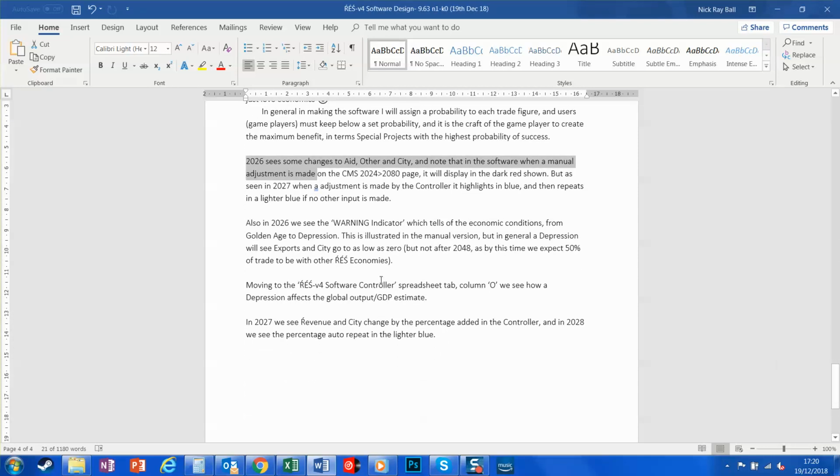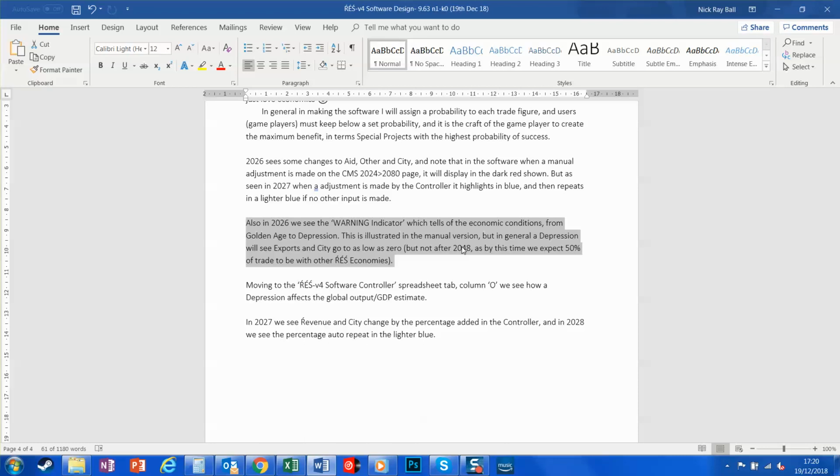Okay. Moving to the Res software controller. See in column 0, we see, okay, sorry, here we got a warning indicator for from a golden age to a depression. This is illustrated in the manual version, but in general, a depression will see exports and city go as low as 0, but not after 2048, as by this time we expect 50% of trade to be with other res economies.